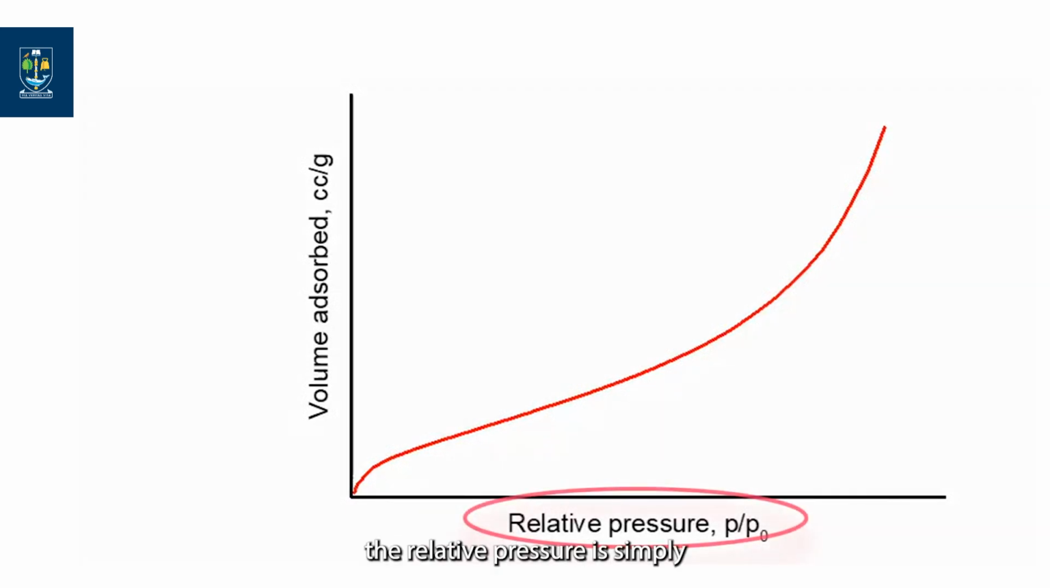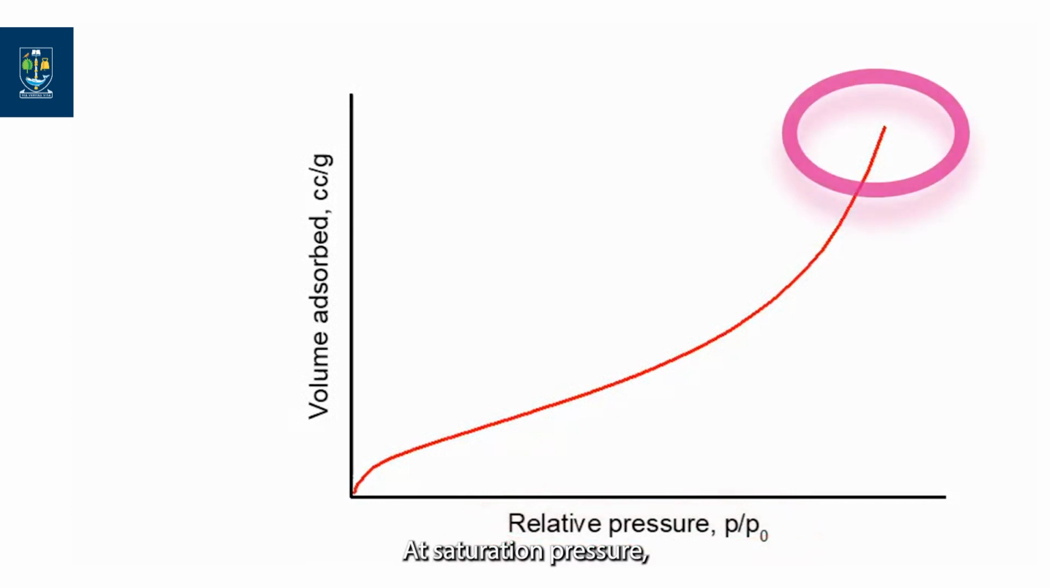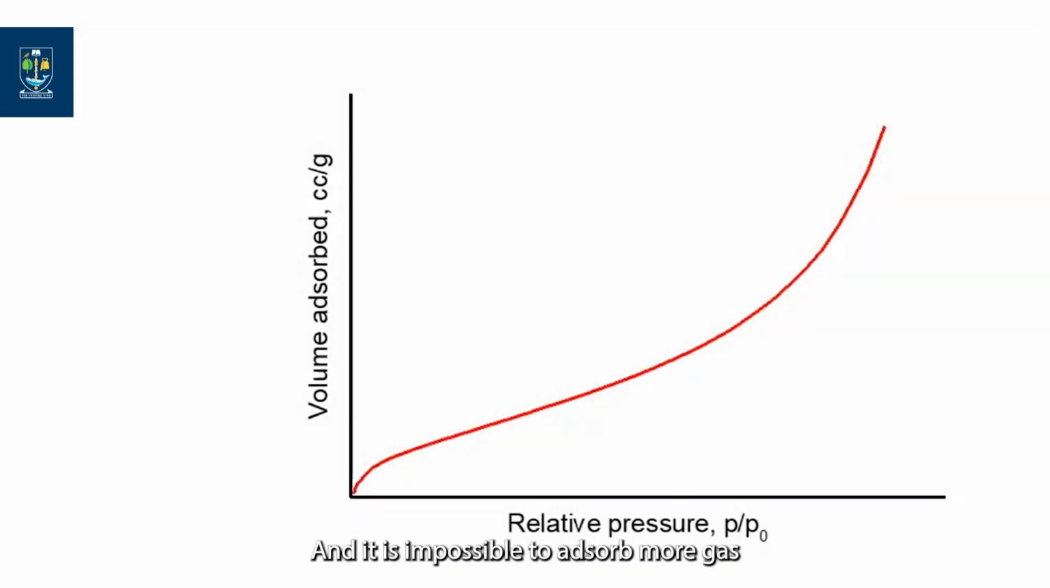In this case, the relative pressure is simply the ratio between the absolute pressure and the saturation pressure. At saturation pressure, we have equilibrium between the adsorbed molecules and the molecules in the gas phase, and it is impossible to adsorb more gas, as it will simply turn into liquid. Emmett and Brunauer measured in liquid nitrogen, which is about 77 Kelvin, and for nitrogen, the saturation pressure is close to the pressure of 1 atmosphere.